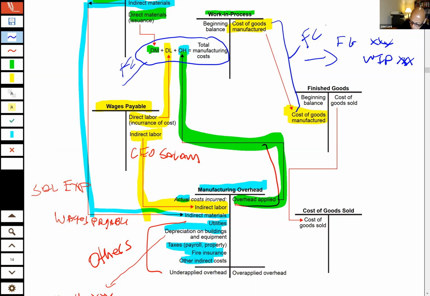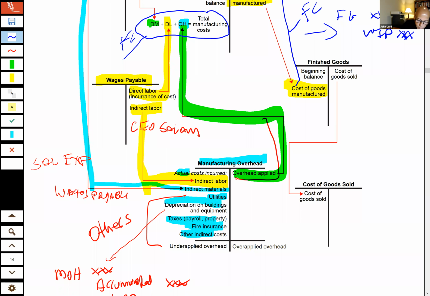Then when we sell something, and now we're just back to a very basic financial accounting discussion. When we sell something, what do we do? We debit cost of goods sold, we credit inventory, don't we? In this case, it so happened to be finished goods inventory.